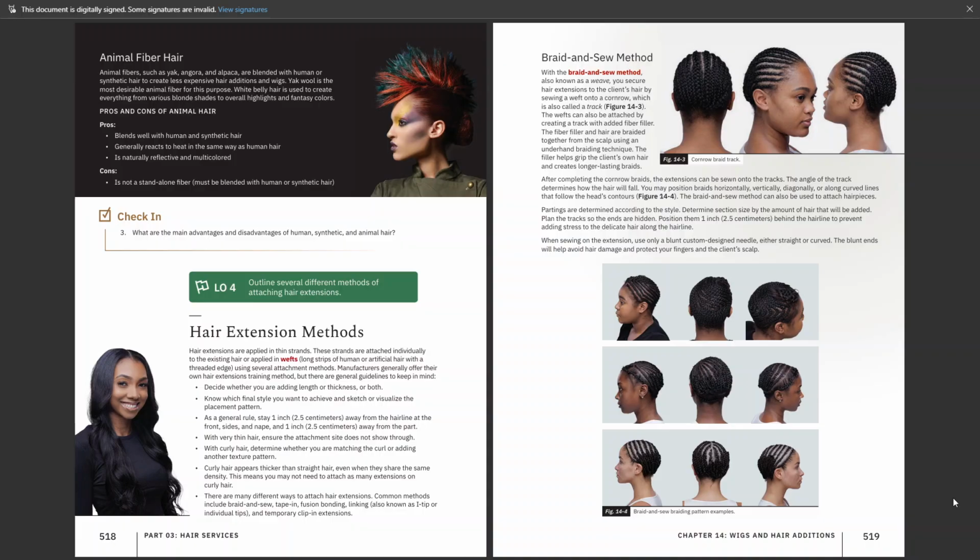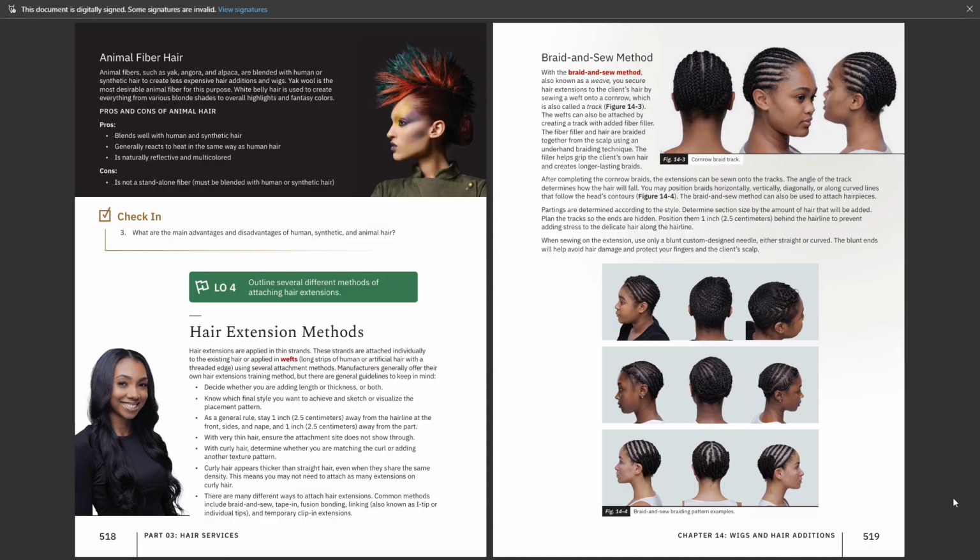Learning objective number 4. Outline several different methods of attaching hair extensions. Hair extension methods. Hair extensions are applied in thin strands. These strands are attached individually to the existing hair or applied in wefts, long strips of human or artificial hair with a threaded edge, using several attachment methods. Manufacturers generally offer their own hair extensions training methods, but there are general guidelines to keep in mind.